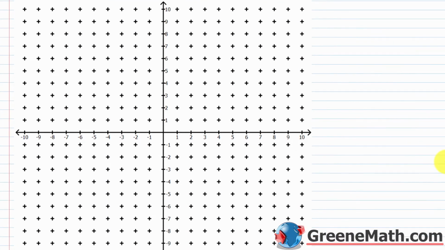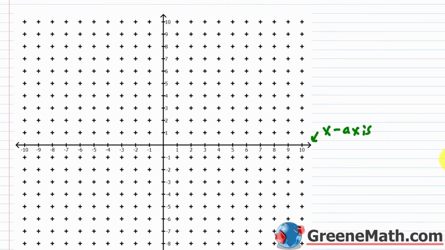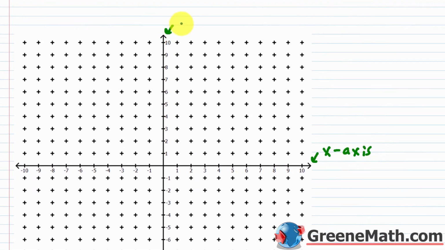All right, so this is our coordinate plane. And the coordinate plane consists of 2 number lines. So we have a horizontal number line and a vertical number line. The horizontal number line is known as the x-axis. So this is the x-axis. The vertical number line, the one that goes up and down, is known as the y-axis.